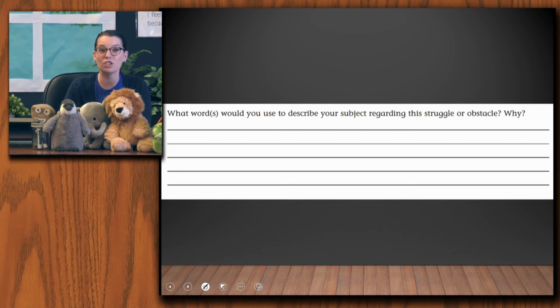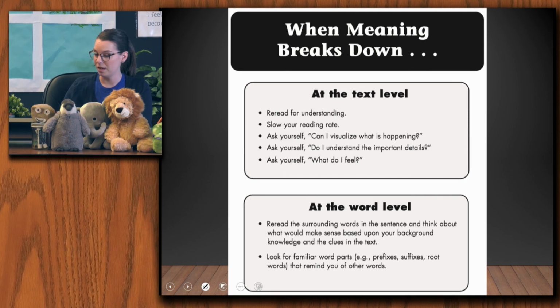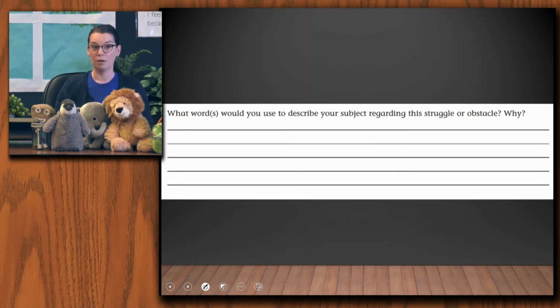And there's the question why. Add interesting details, connections, personal connections that you have with your subject that make it interesting for your reader. That is your work for break.